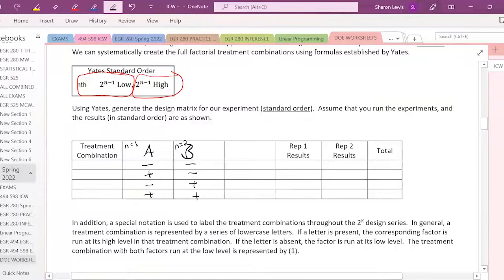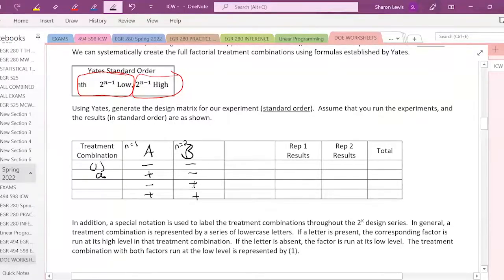Then let's assign the treatment combinations, the other naming conventions, where if they were all negative, we use 1 in parentheses. Okay, A is the only one at its high level for this run, so we call that A.